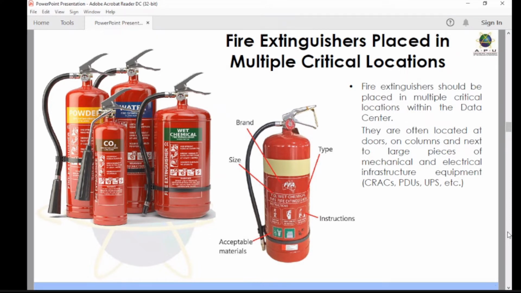So where there is potential for fire, okay, potential for fire leakage, then we keep these fire extinguishers, and there are many forms of fire extinguishers. In the picture you can see there are wet chemical, CO2, water or powder, chemical powders that can be used for fire extinguishing.